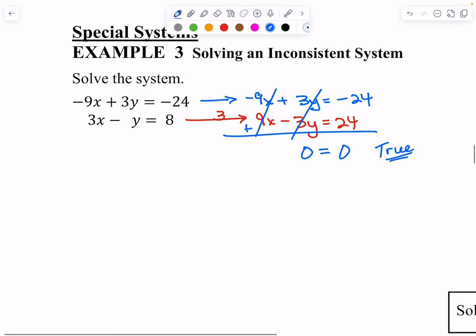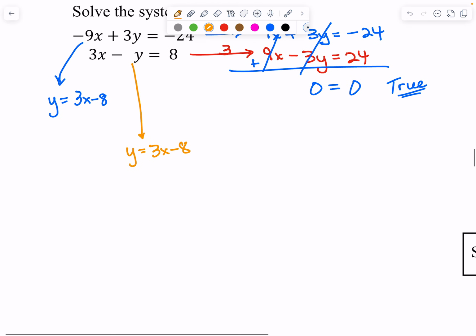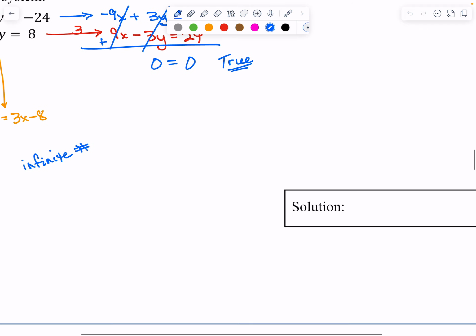That's a true statement. So when you get a true statement, we could graph these guys, but I'm just going to show you. If I solve this one for y, I would get y equals 3x minus 8. And if I solved this guy for y, I would get y equals 3x minus 8. Do you notice they're the exact same line? So if they are the exact same line, you can't just write an infinite number of solutions, okay? You can't just write that in the solution, okay?